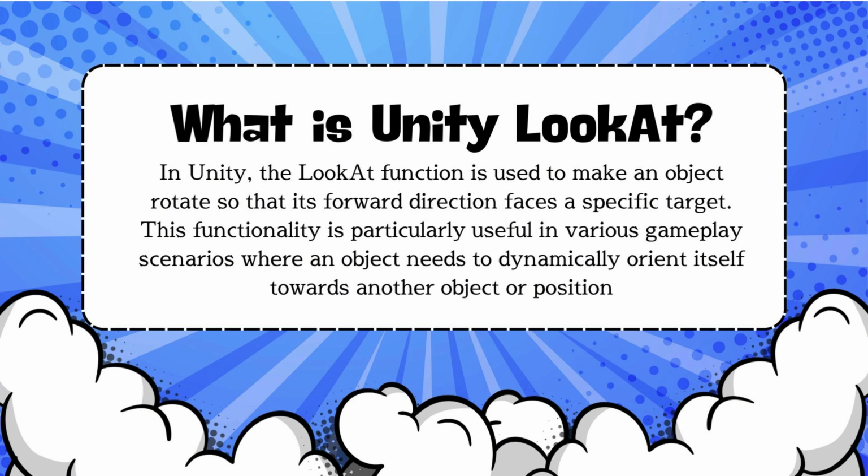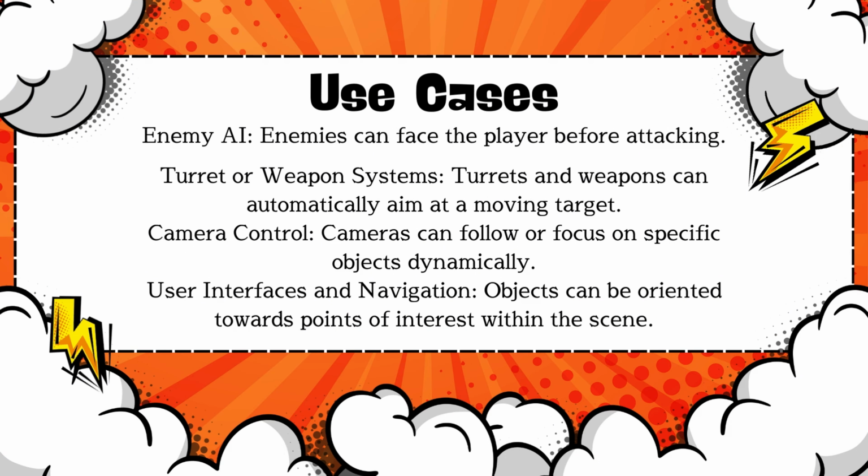This functionality is particularly useful in various gameplay scenarios where an object needs to dynamically orient itself towards another object or position. Use cases: enemy AI. Enemies can face the player before attacking.